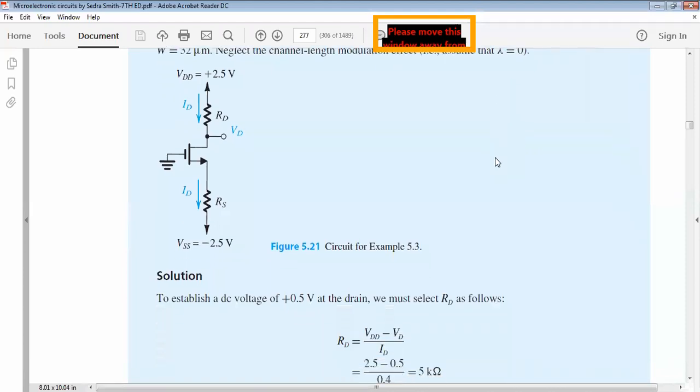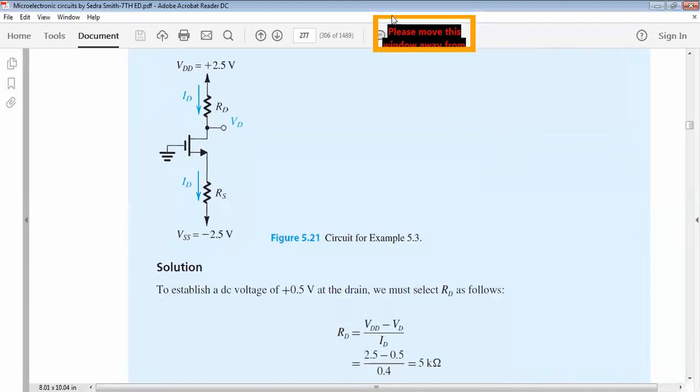Now come to this one. Observe here, this is a simple one. A given current is flowing through the RD resistor. This is the RD resistor, right? One end is connected to the 2.5 volt, that is VDD is equal to 2.5 volt. Another end is equal to the given VD value, that is drain voltage is equal to 0.5 volt. Also the given current flowing through RD is the ID current.